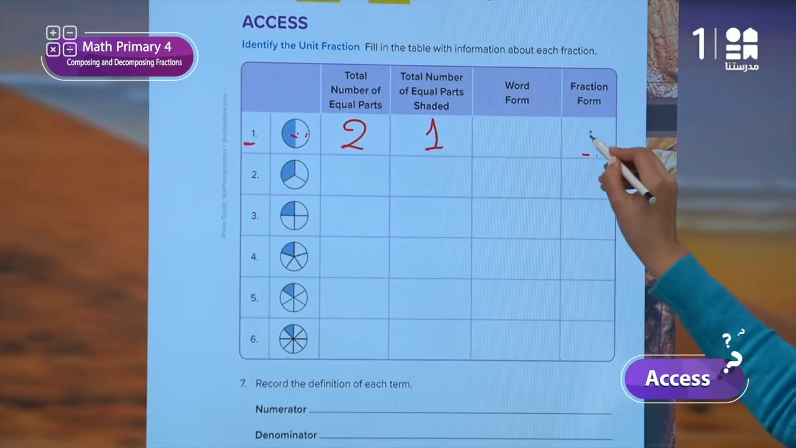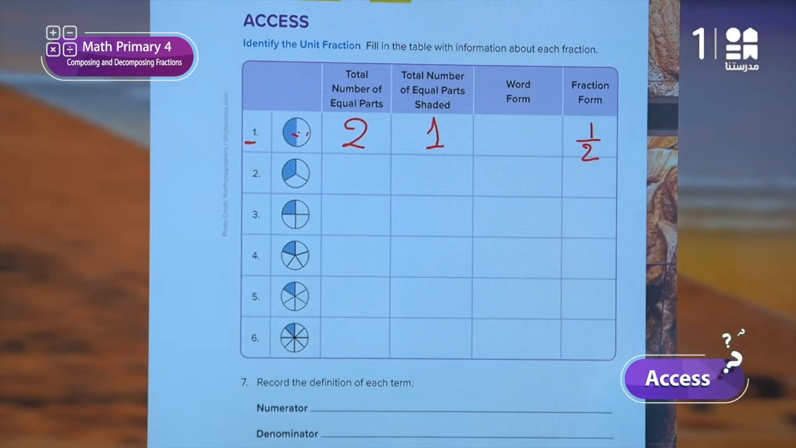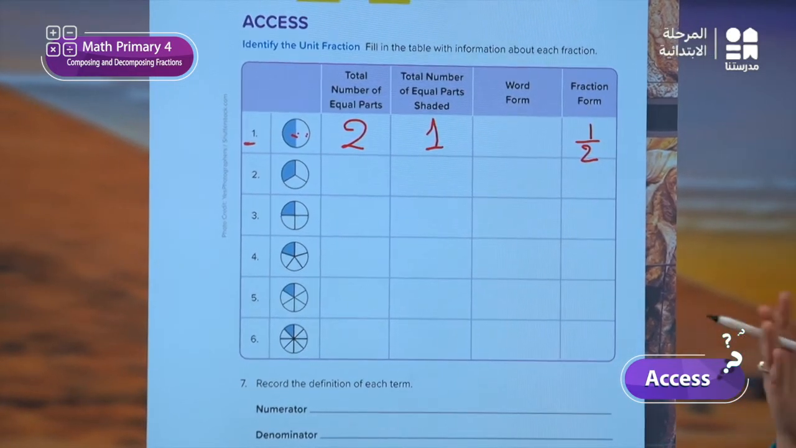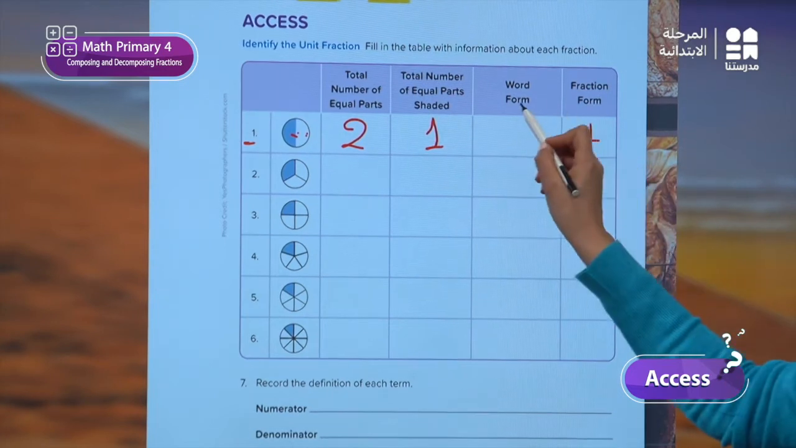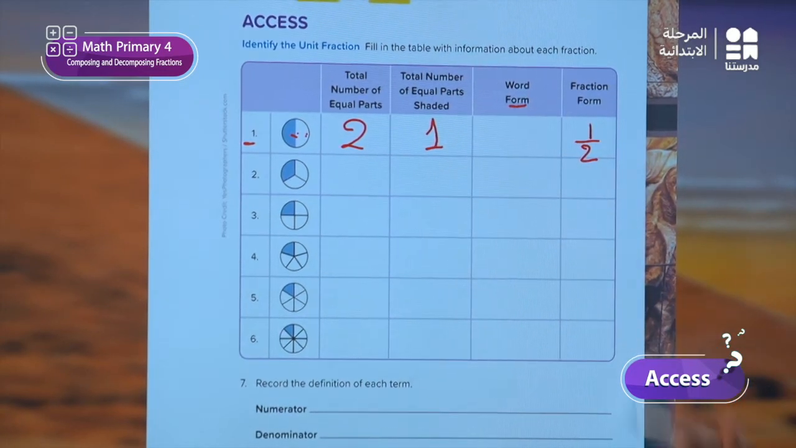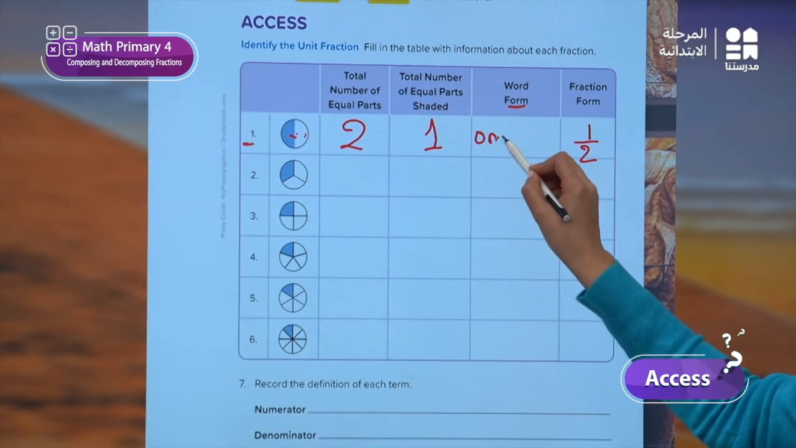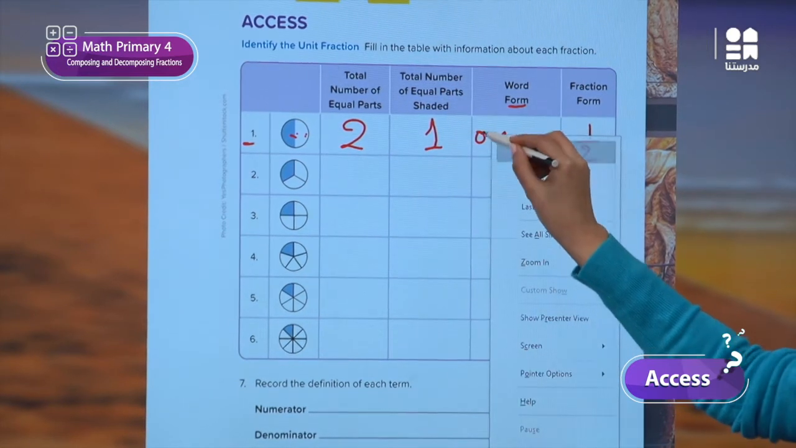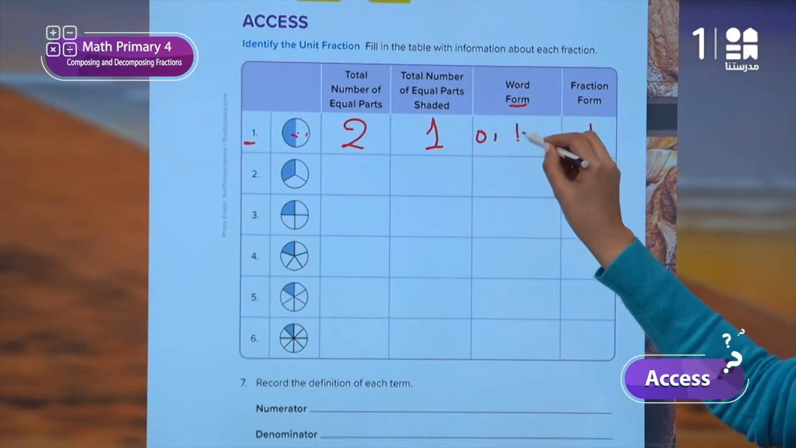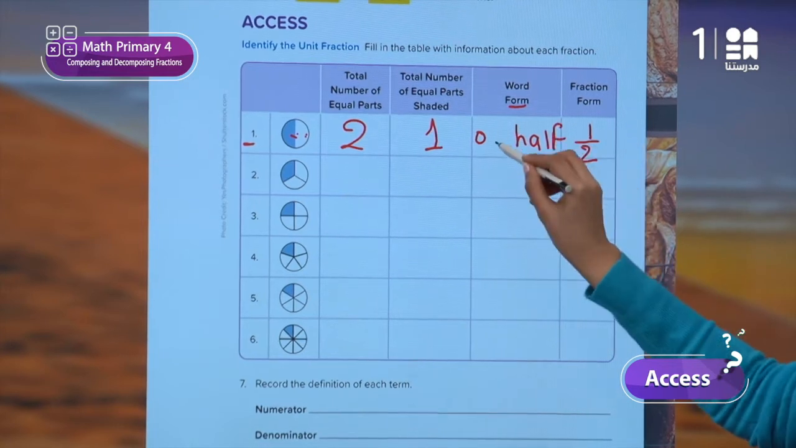Now let's move to the, yes, I can write it half if I want to write it in the word form. I can write here 1/2 as a word form. Right. This is 1/2.